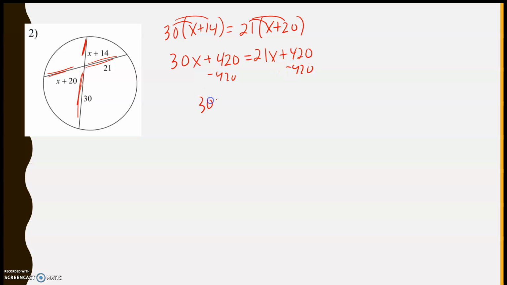So I get 30x is equal to 21x, and then I'm going to subtract 21x from both sides. So I get 9x is equal to 0, dividing both sides by 9, so x is equal to 0, and that's it.